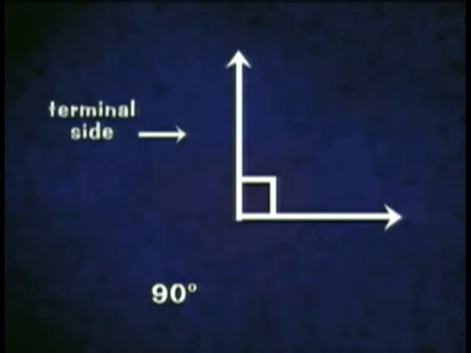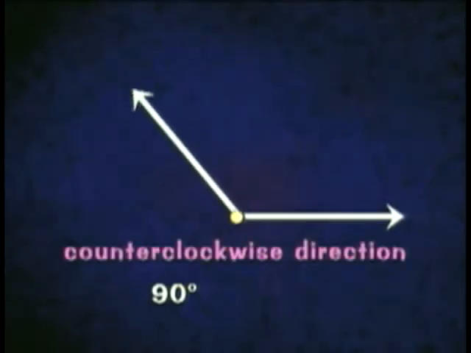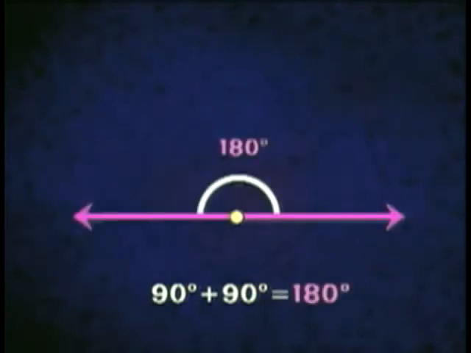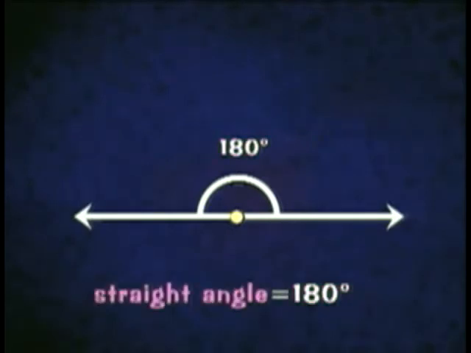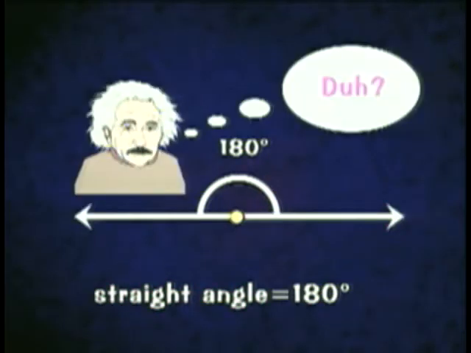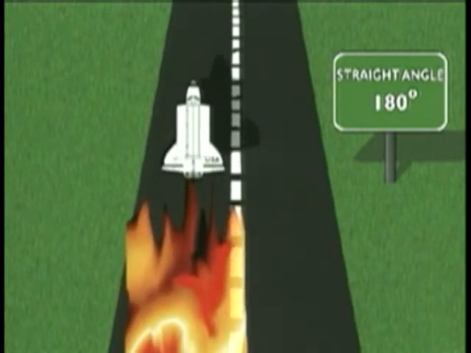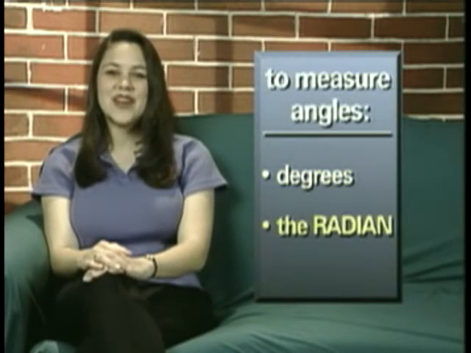If we move the terminal side of this angle in a counterclockwise direction an additional 90 degrees, then the angle measures 180 degrees. A 180-degree angle is called a straight angle because, well, it's straight. Duh! Remember, straight equals 180 degrees.